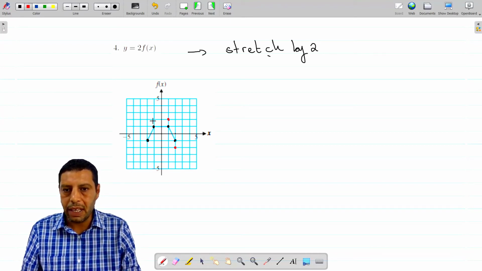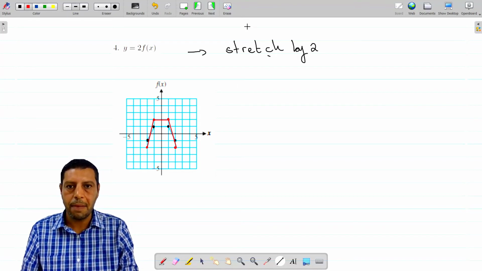Same thing for this point. If it's multiplied by 2, it becomes here. And for this negative value of the output, which corresponds to -1, if it's multiplied by 2, it becomes here. Now, you try to join these points with segments, and you will get this new graph, which is the original one stretched by 2. Okay?